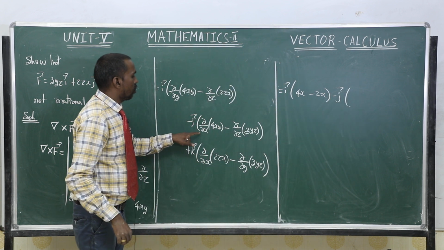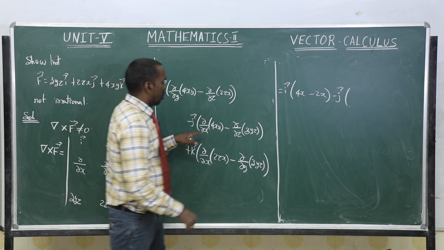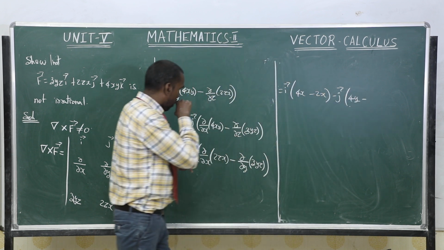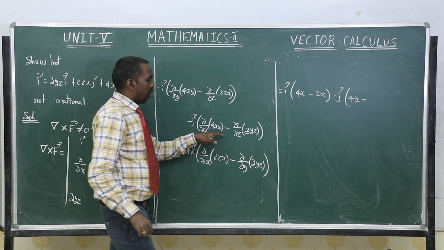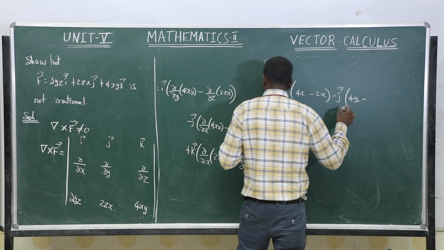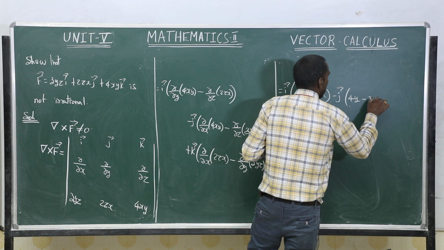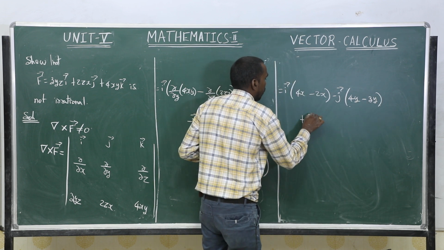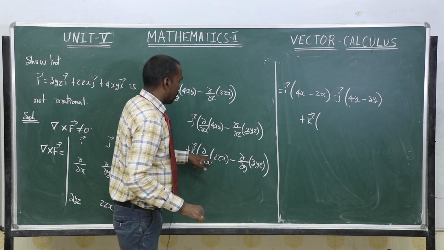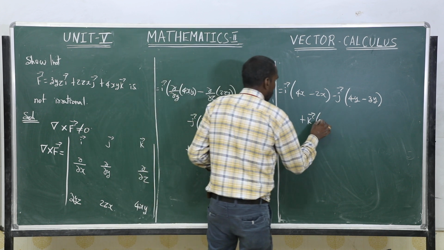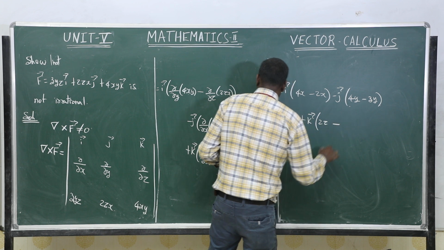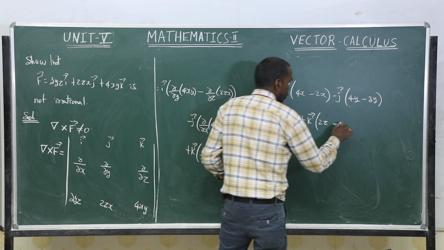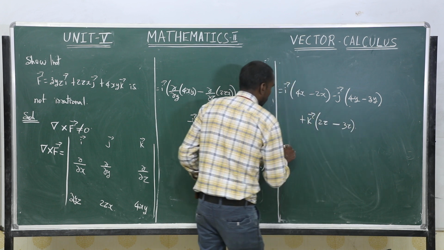Minus j vector. With respect to x of 4xy, we get 4y, minus differentiation with respect to z of 3yz, we get 3y. The next, plus k vector of differentiation with respect to x of 2zx, we get 2z, minus differentiation with respect to y of 3yz, we get 3z.